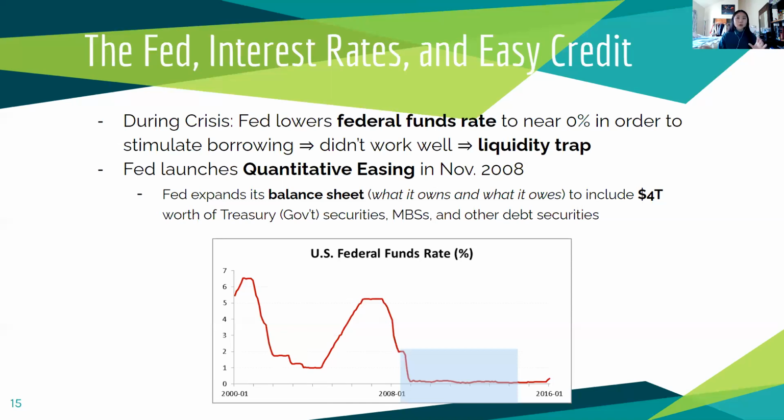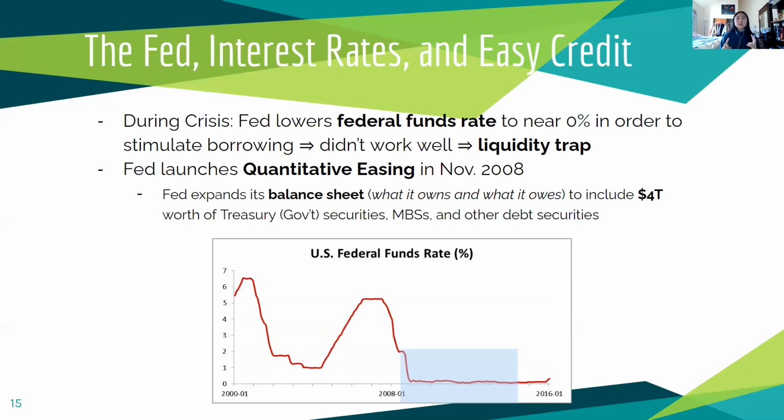But what happened here was a liquidity trap, which is when interest rates and the federal funds rate are already at zero, and you obviously can't lower it below zero. So they can't use monetary policy. What Congress would do is turn to fiscal policy.